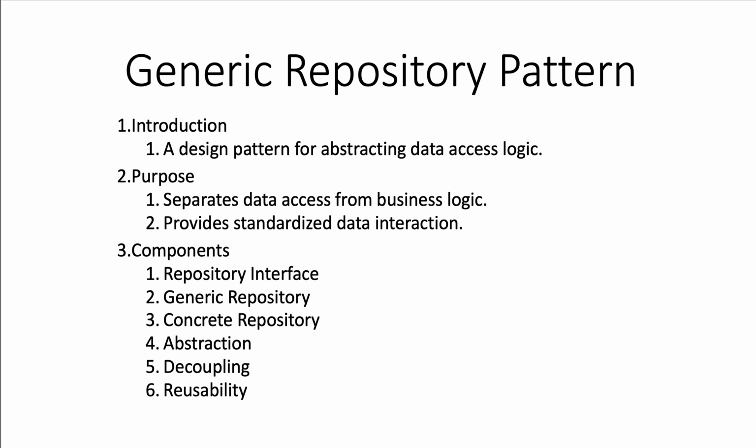Then we have reusability, which means that with the generic nature of the repository interface and generic repository class, you can reuse data access code across different types, reducing code duplication. Having said that, enough about the generic repository pattern. It's nice to get started with the actual implementation so that you can get the flavor of what is going to happen. You can code along with me and ChatGPT in parallel. So let's get started.